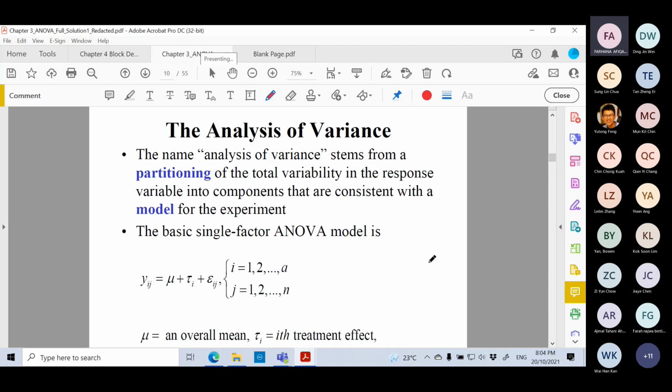So the idea of the analysis of variance is actually to partition the total variability into different components. Okay, so that means the total variability, like the total variation in the response, into the components that are consistent with the model for the experiment. So what is meant by the total variability? You can see from the model here.